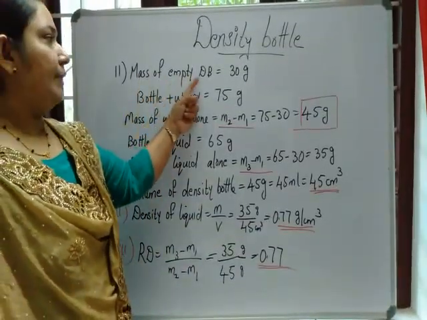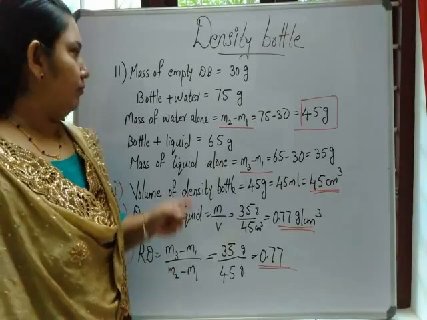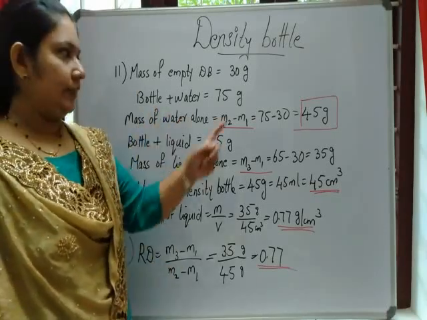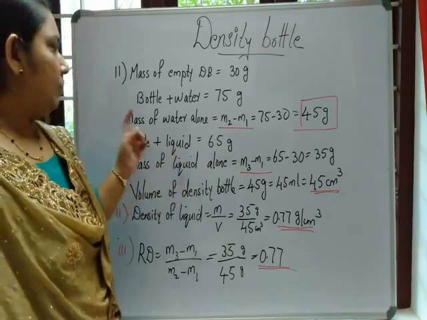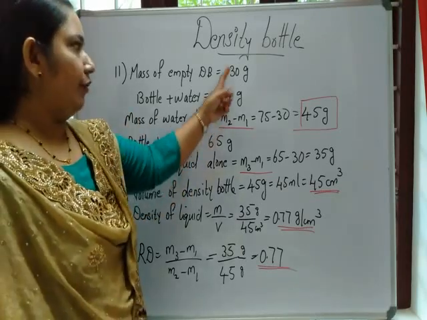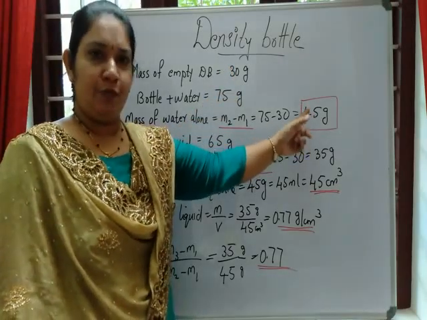Last, question number 11. The mass of the empty density bottle is given as 30 gram. Bottle plus water is given as 75 gram. So how will you calculate the mass of water alone? Mass of water alone is 75 minus 30. You will get 45 gram.